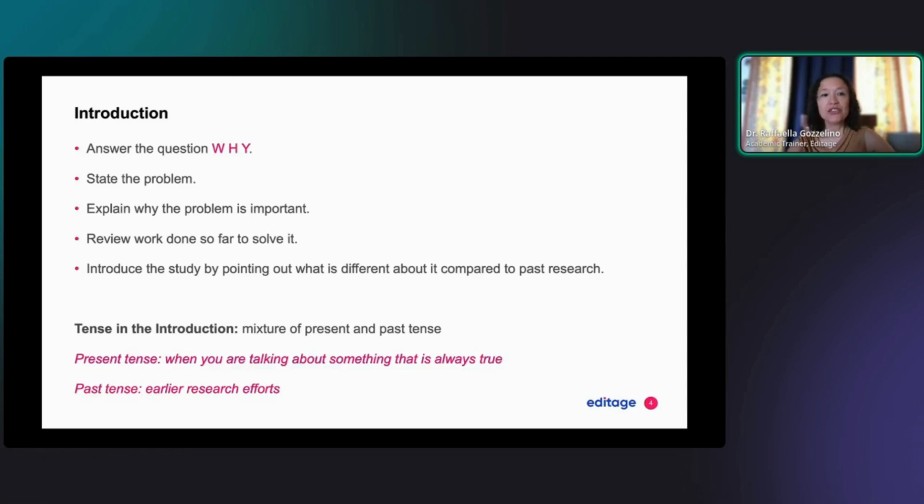So the introduction, as the word states, introduces the study by pointing out what is different about it compared to past research. So what is the difference that makes your study successfully considered for publication? Sometimes there are some challenges regarding the verbs with which you need to write the sentences. So, which is the tense in the introduction? The tense is a mixture of present and past.